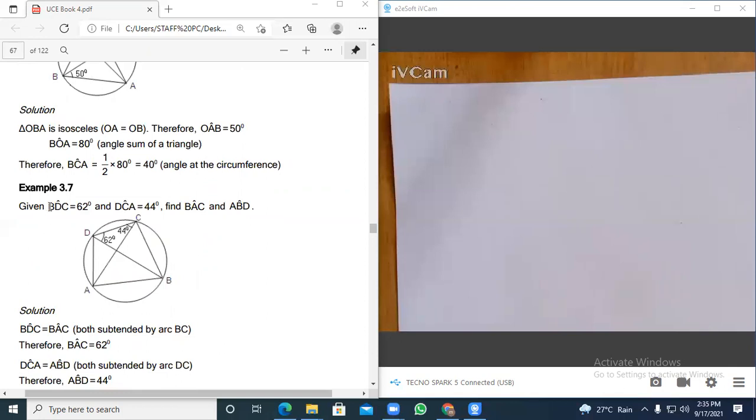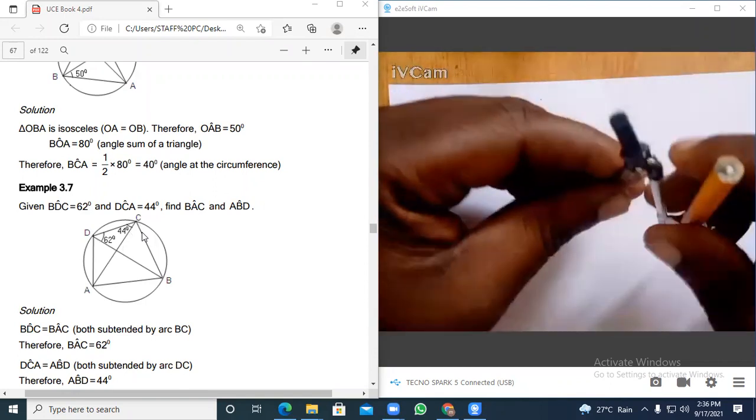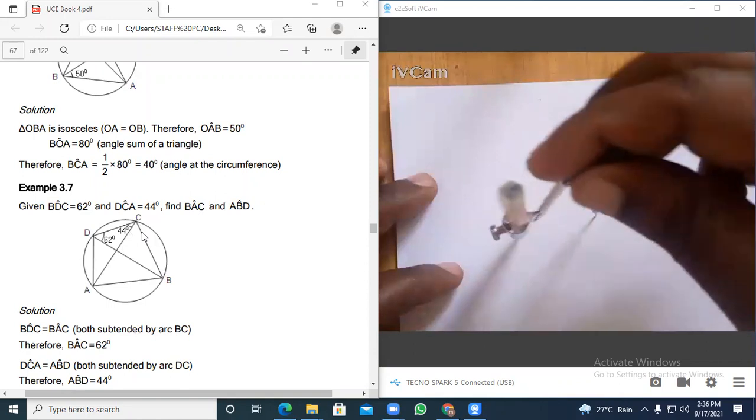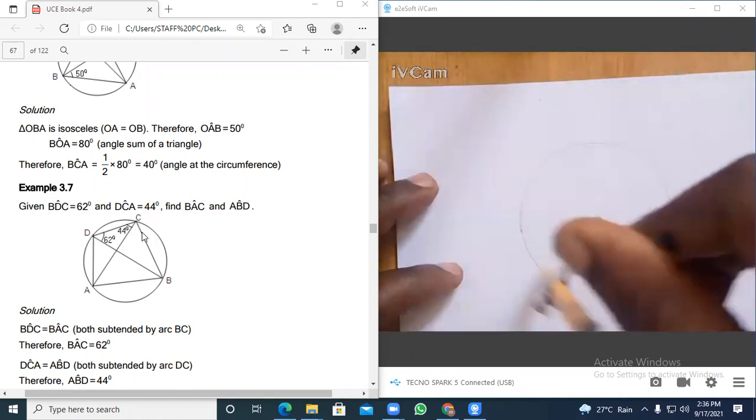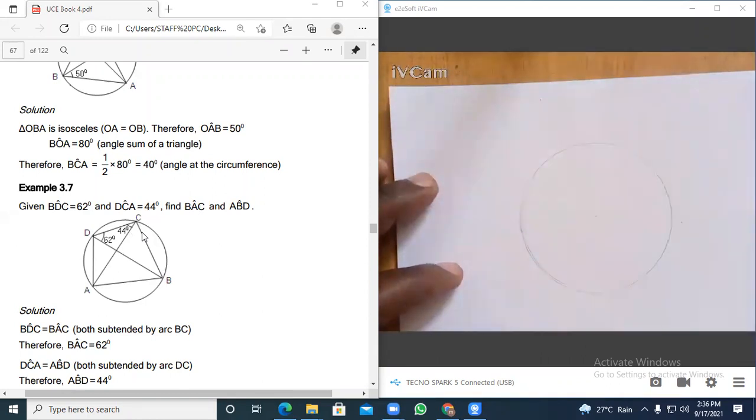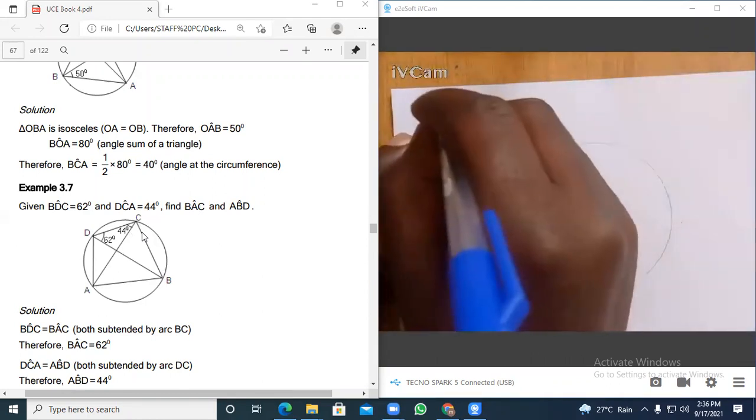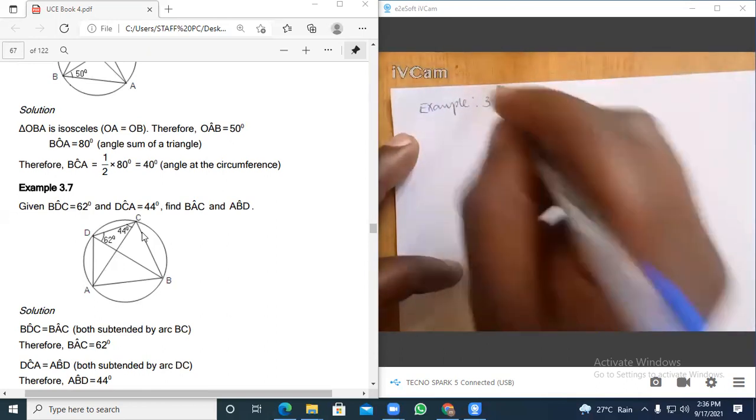It says that given BDC is 62 and CA is 44, find the angle BAC and also the angle ABD. So let us see. We are using example 3.7 for us to understand that.